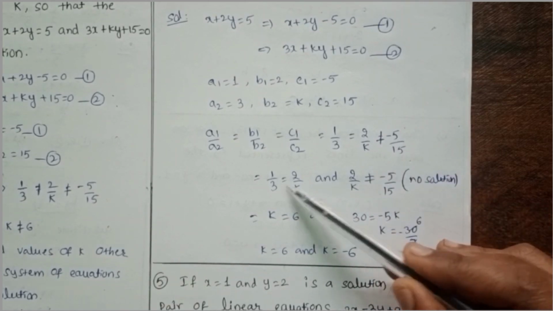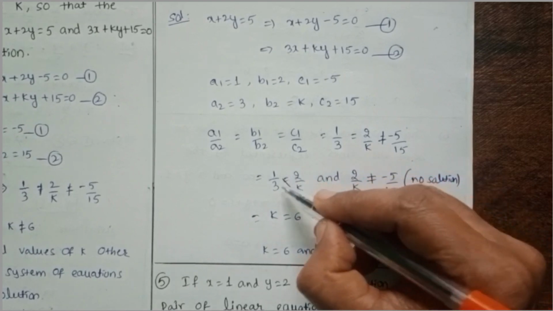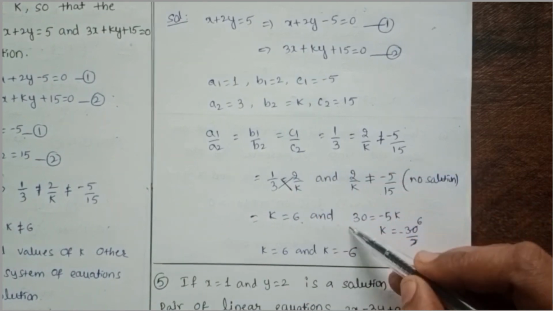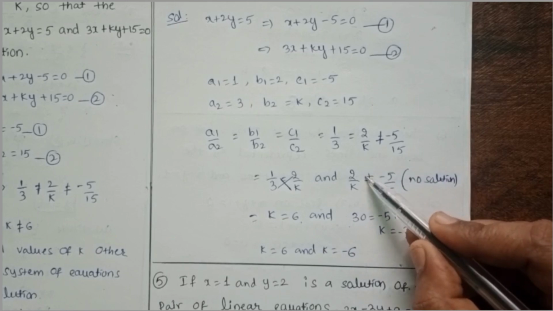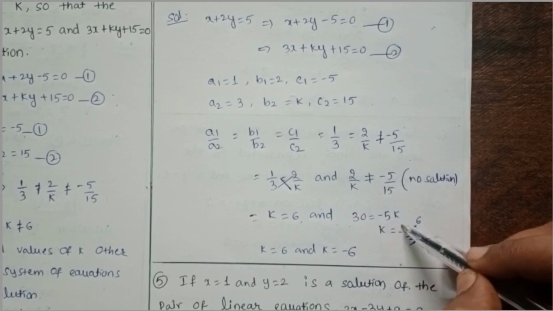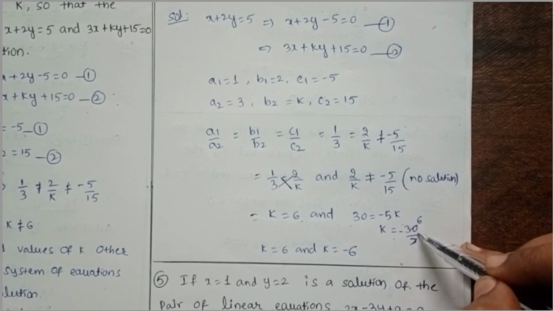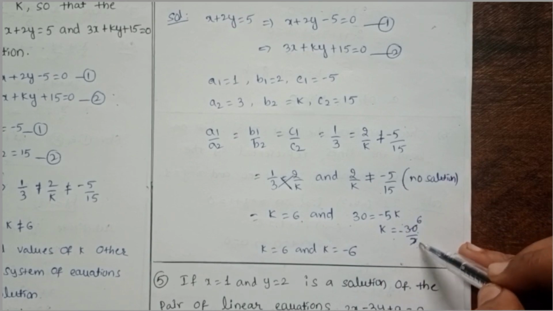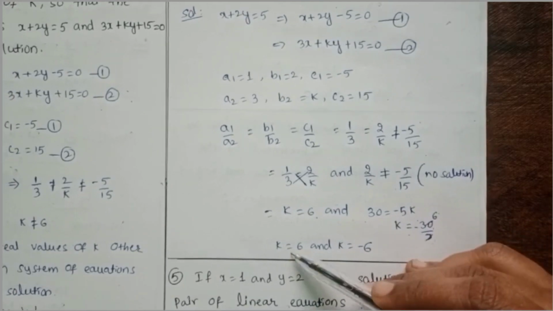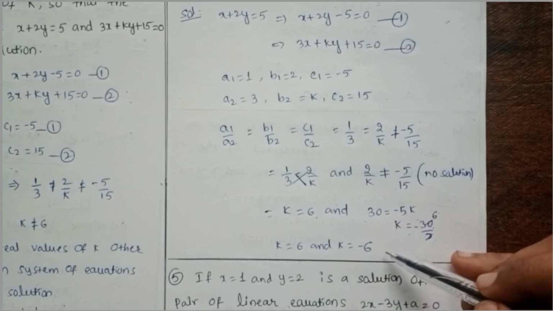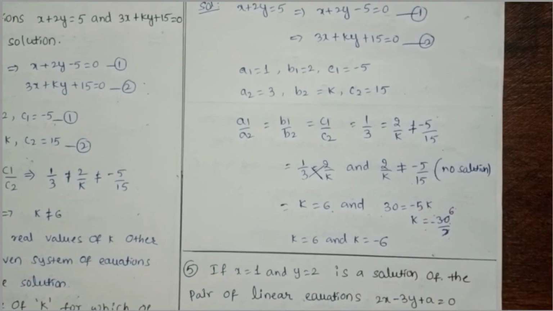If you compare these two, k into 1, k is equal to 6. And here 15 times 2 is 30. 30 is equal to minus 5k, k is equal to minus 30 by 5. So 5 sixes are 30, k is minus 6. What is the k value? The k value 6 and k is equal to minus 6 is the answer.